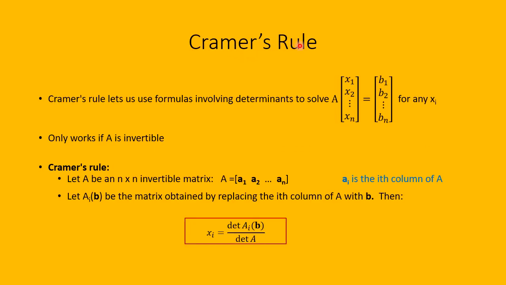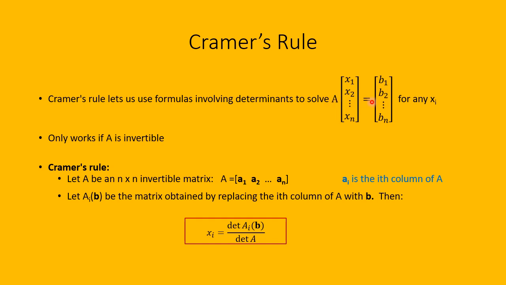So now let's discuss Cramer's rule. Cramer's rule gives us formulas, involving determinants, to solve the equation Ax equals b for any of the components of this vector x. Cramer's rule lets us solve for these components one by one. So if we're only interested in finding the value of x1, we can use Cramer's rule to do it. If you want to find the values of x1 and maybe x sub 3, then you can use this formula twice, once to solve for x1, another time to solve for x sub 3.